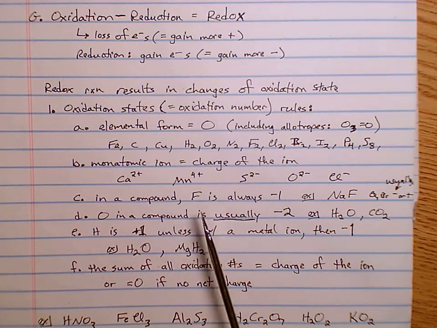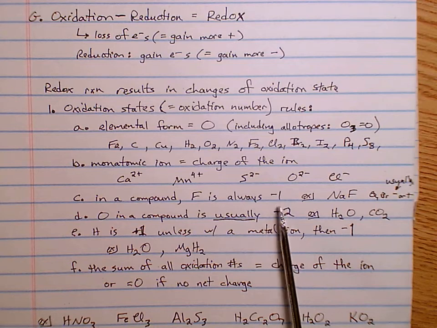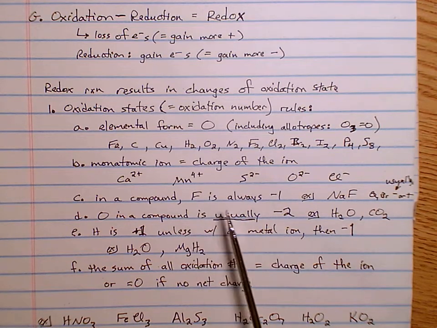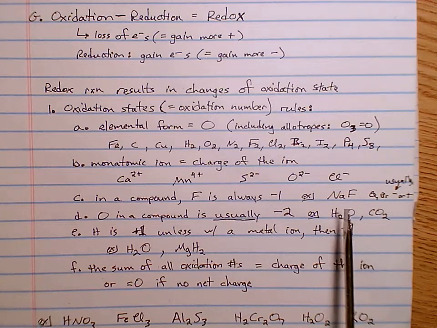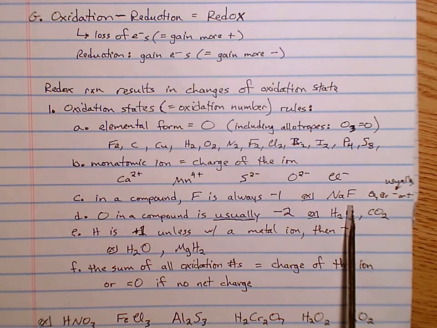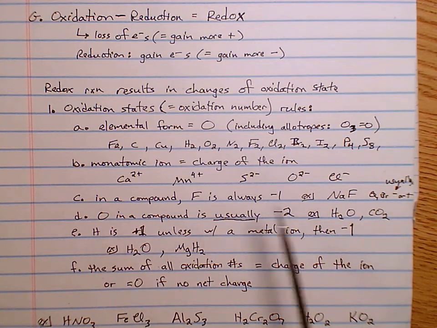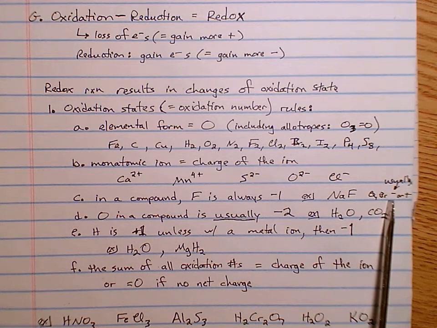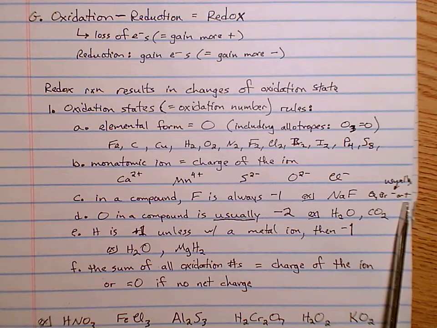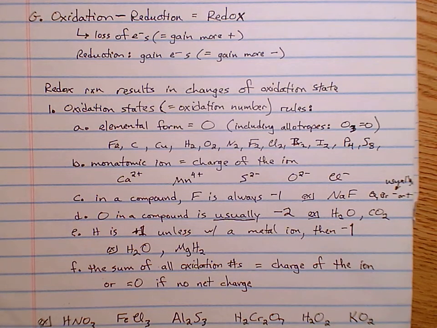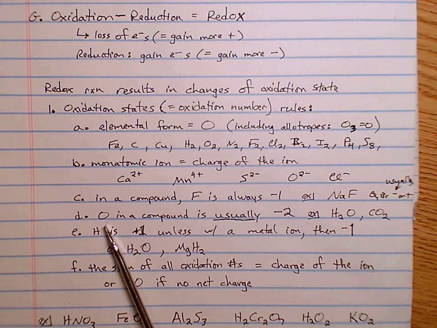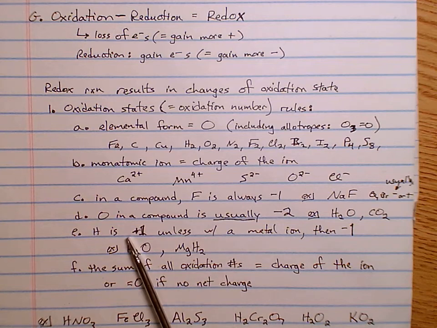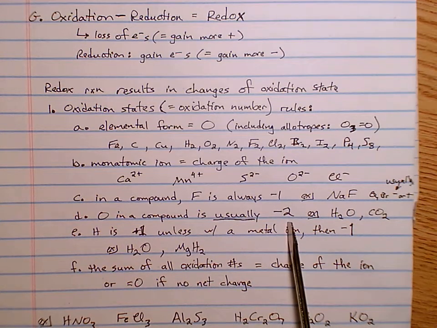In a compound, fluorine is always going to be -1. Remember, a compound is 2 or more different elements bonded together. So if you have NaF, we know fluorine is always going to be -1 oxidation state. Note, chlorine and bromine are usually -1. However, they can be positive occasionally. Oxygen, this is where we're going to get fouled up a bit because we've got this word usually. Oxygen is usually -2.